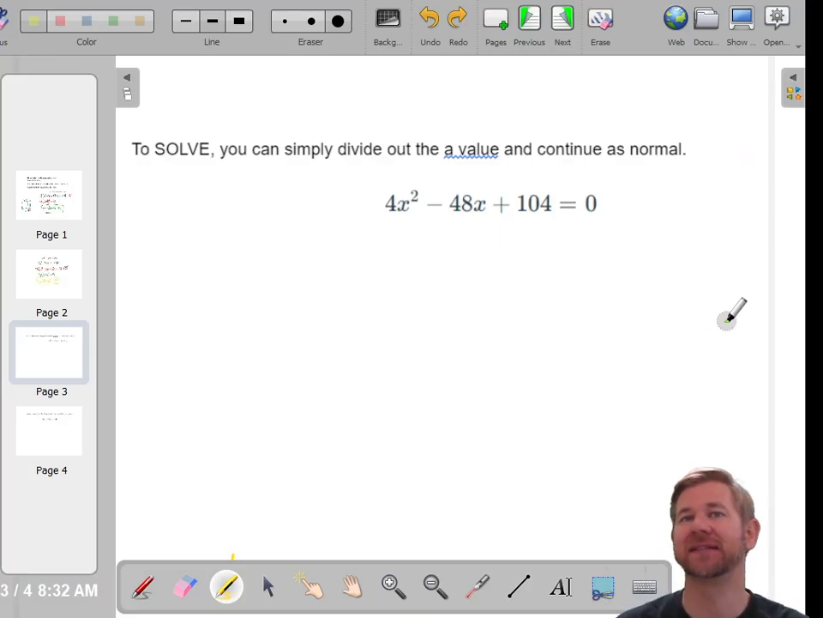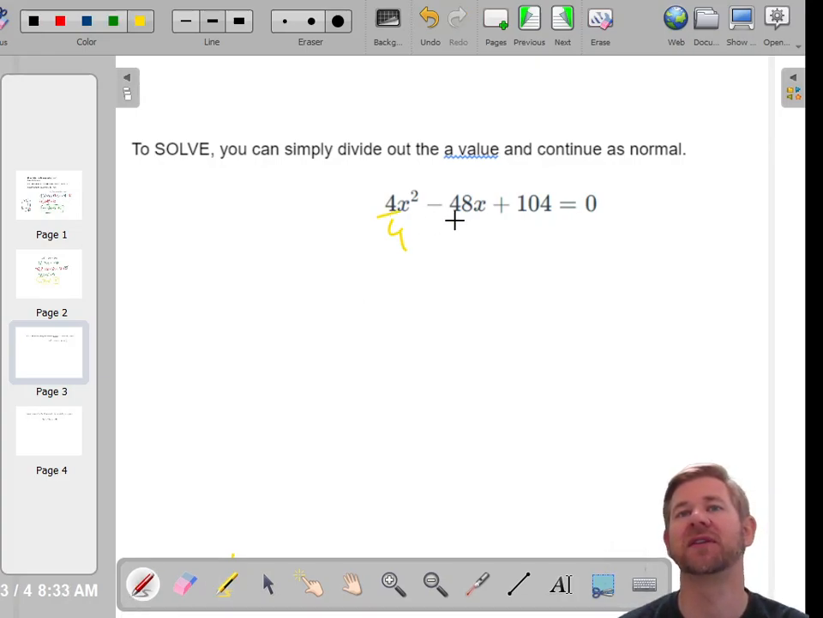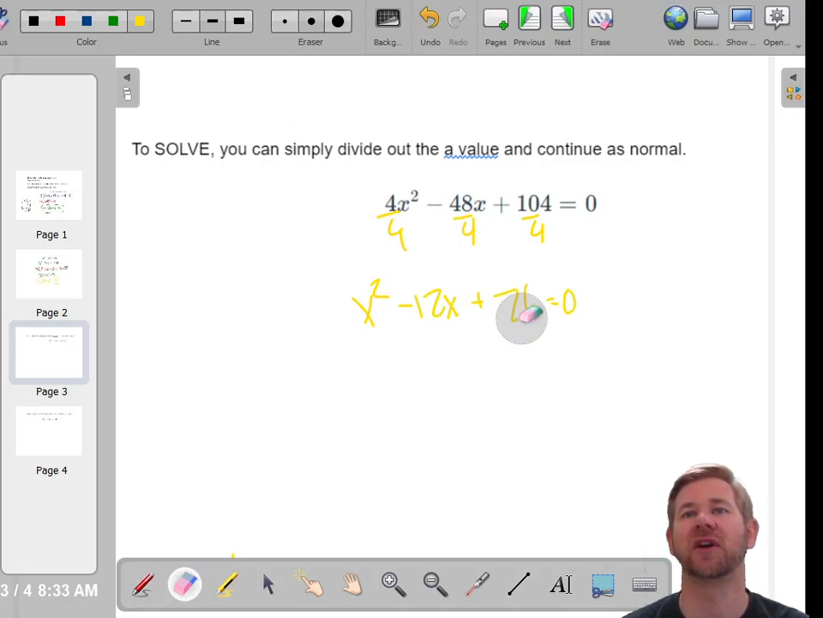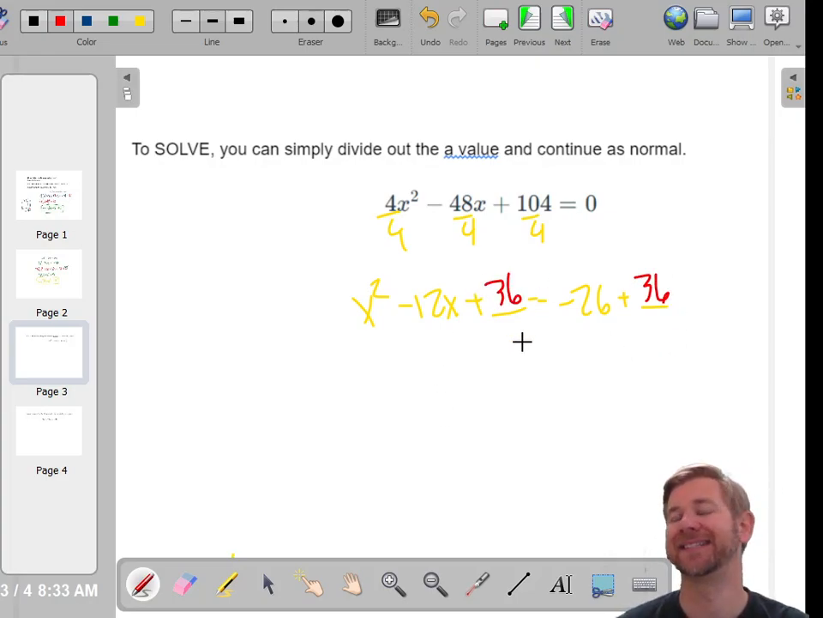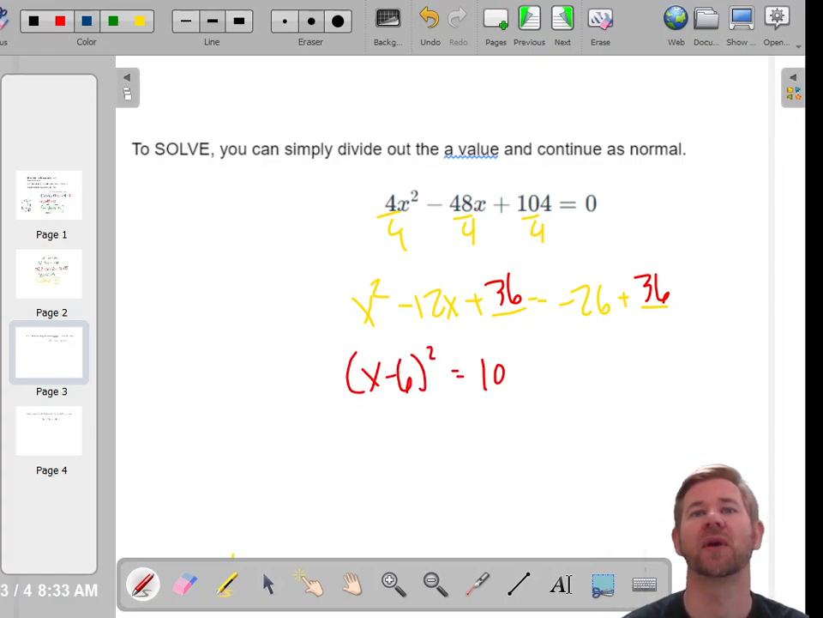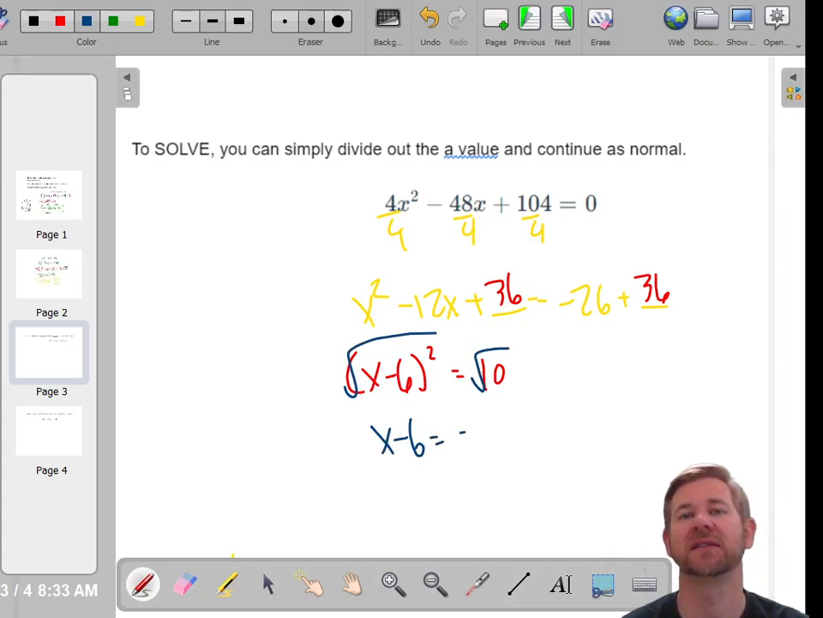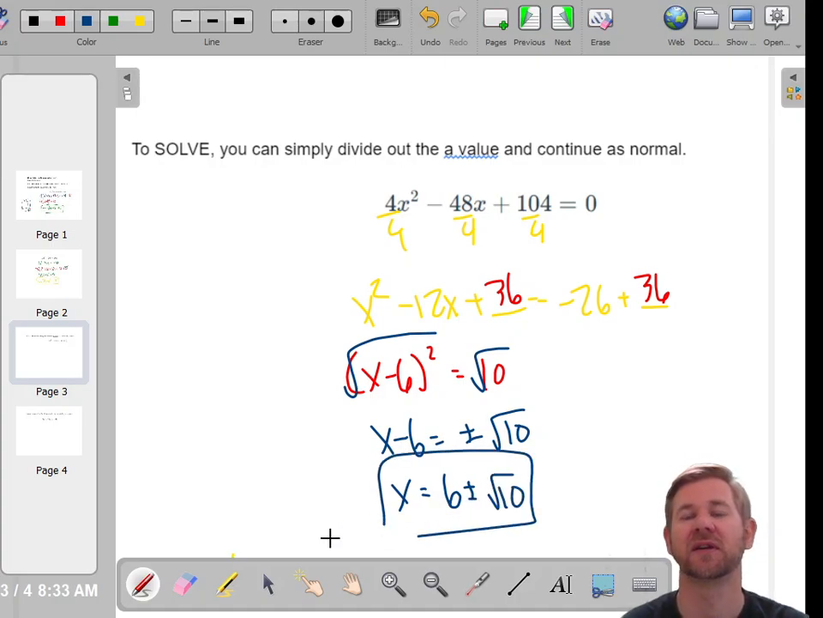So for these problems, since I'm just trying to find x-intercepts, I'm just going to divide everything by 4. x squared minus 12x plus 26 equals 0. And then when I want to solve this, I'll add a blank, and I'll move the 26 back to the other side. Half of 12 is 6. 6 squared is 36. And since I don't care about the vertex, it's actually 36. x minus 6 squared equals 10. Square root both sides. x minus 6 equals plus or minus radical 10. And then when you add 6, x equals 6 plus or minus radical 10.